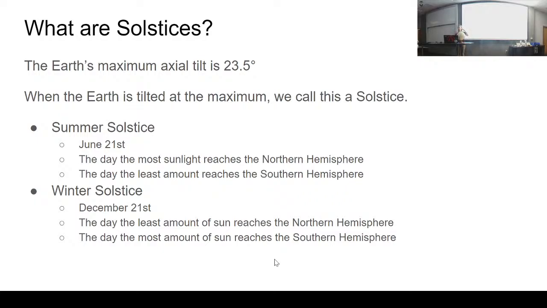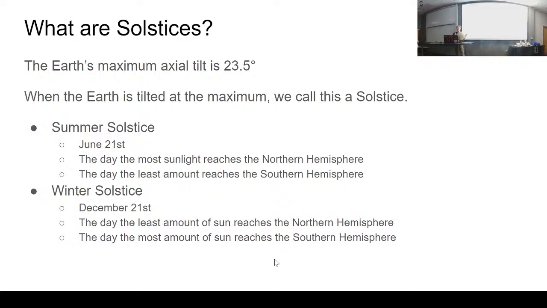During those times, there's the solstice. When the Earth is tilting at the maximum, we call this a solstice. It doesn't tilt more than, I think, 23.5 degrees. That's its maximum tilt. There's the summer solstice, which is June 21st. This is when the most sunlight is reaching the northern hemisphere, and the least amount of sunlight is reaching the southern hemisphere.